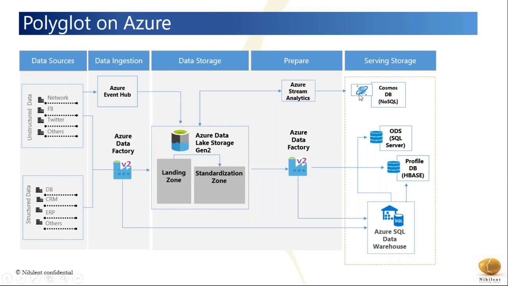And obviously on the top here, you see the in-streaming data, right? After it was processed by Azure Stream Analytics, we had to store it in a JSON format in Cosmos DB. So we ended up having different technologies to store different types of data. So that's where we got into Polyglot.